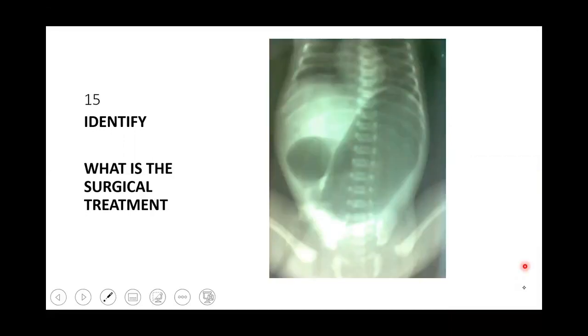Identify. Okay, what is this? It's an abdominal X-ray with a double bubble sign. Yes, this is a plain abdominal X-ray showing a double bubble sign. So what is the likely diagnosis? Duodenal atresia. Yes, sir.